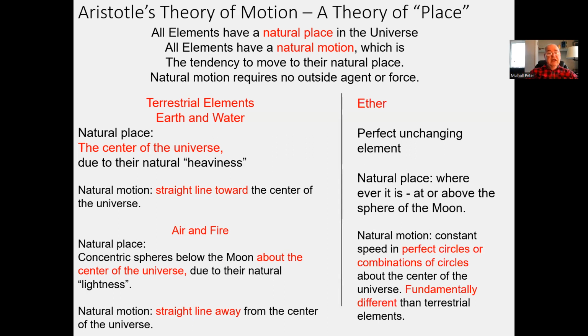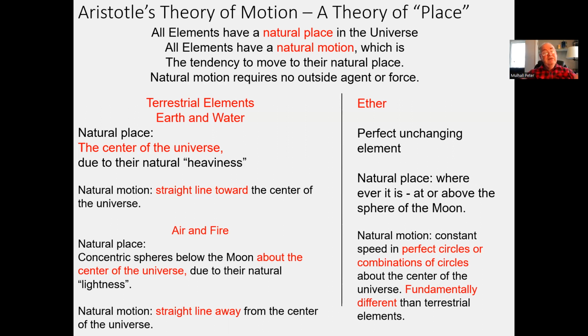The ether is perfect and unchanging, as we know, and its natural place is wherever it is right now. That's its natural place. It's always perfect. So it always is where it should be. And its natural motion is at constant speeds, moving in circles or combinations of circles. Okay? And the ether is fundamentally different from the terrestrial elements. They have a fundamentally different nature. They have a fundamentally different motion. They have a fundamentally different place.